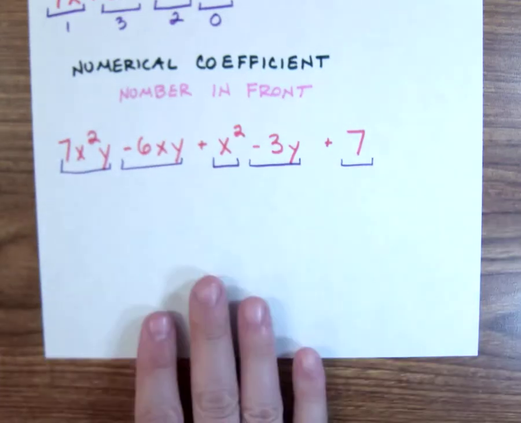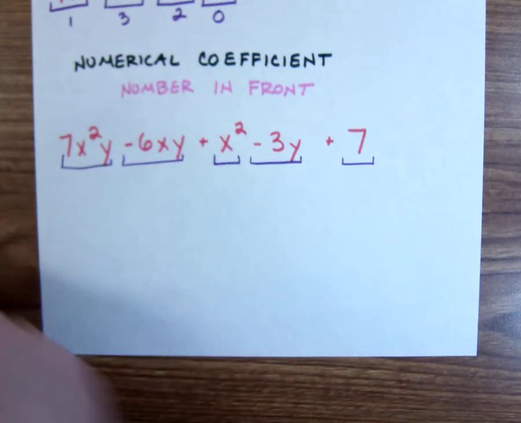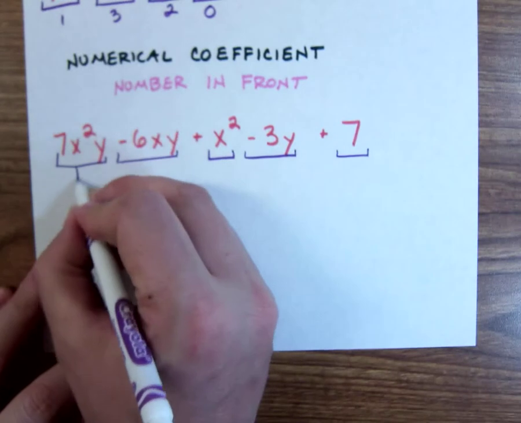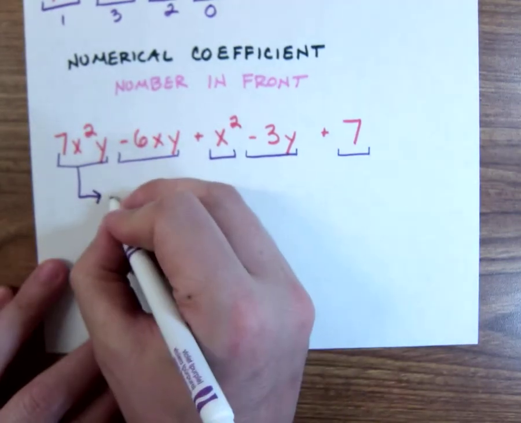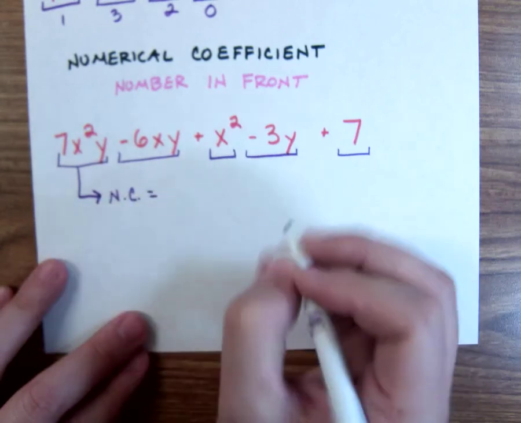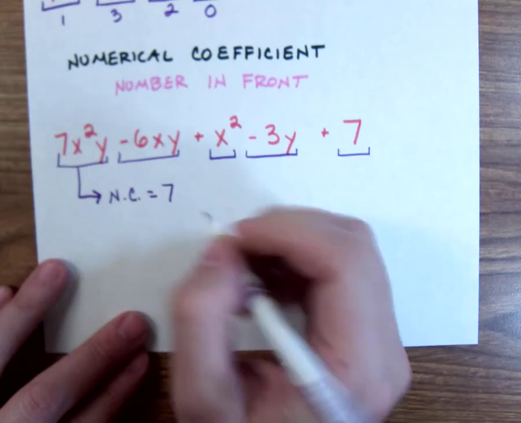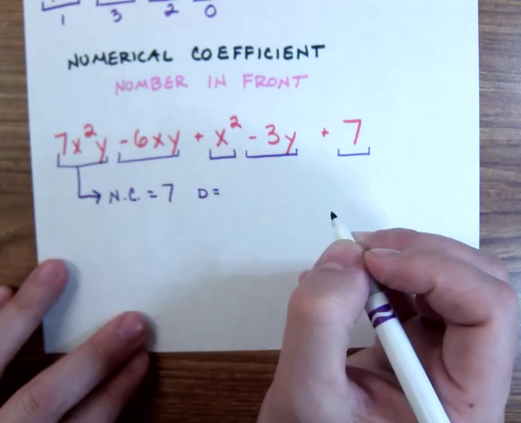Now notice when I was identifying those that if there was a minus in front of it, I included the minus in my bracket, and that's because the minuses matter. If it has a minus sign, then we treat it like a negative. So let's do these one at a time. Take a look at this first term here, 7x squared y. What is the numerical coefficient? I'm going to abbreviate that NC. The numerical coefficient is 7. That's the number in front. And the degree is 2.